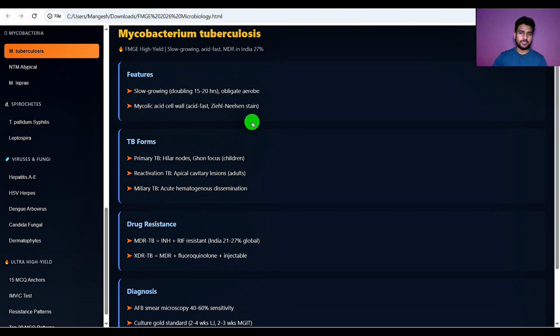In Mycobacterium tuberculosis, the features that you have to remember are the doubling time is very slow, that every 15 to 20 hours it doubles. Then it is also obligate aerobe.